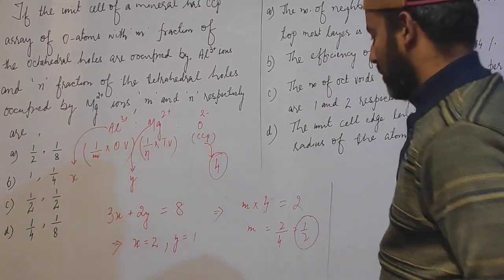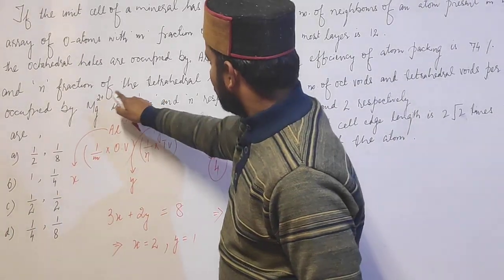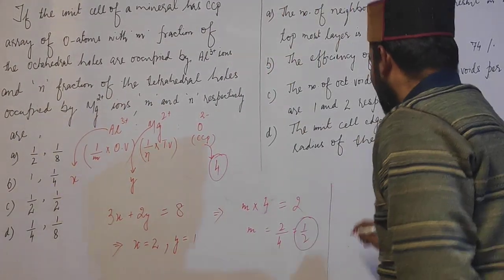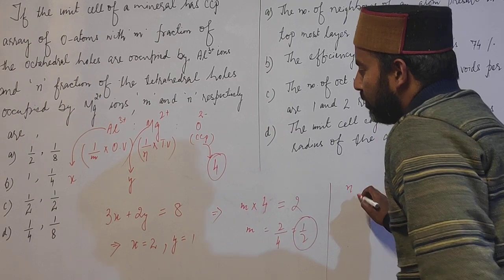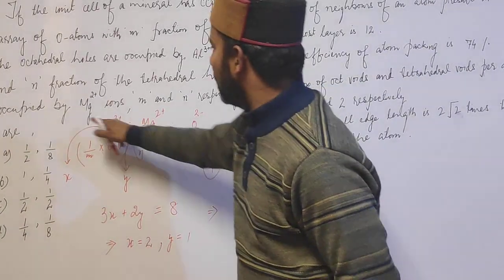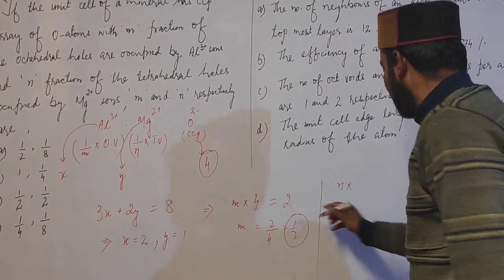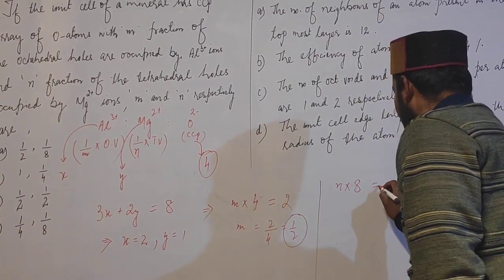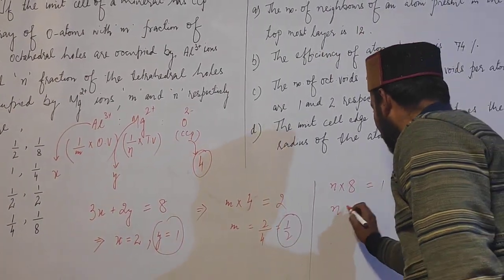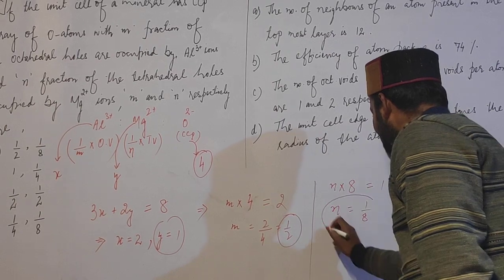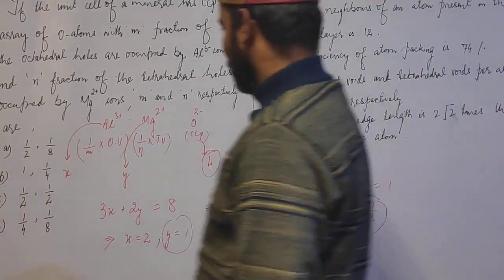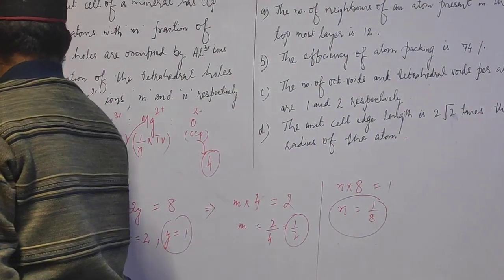Similarly students, nth fraction of the tetrahedral holes are occupied by magnesium ions. So n magnesium ions are in tetrahedral holes. So tetrahedral holes will be double, that is 8, and we have how many magnesium ions? 1. So we write here 1. So n will be 1 by 8. So m and n respectively are 1 by 2 and 1 by 8. So which is option A.